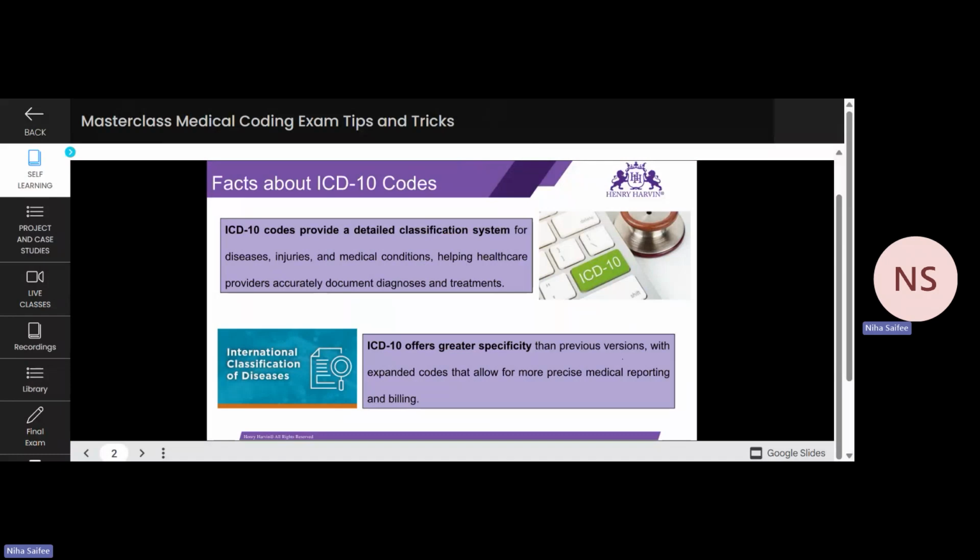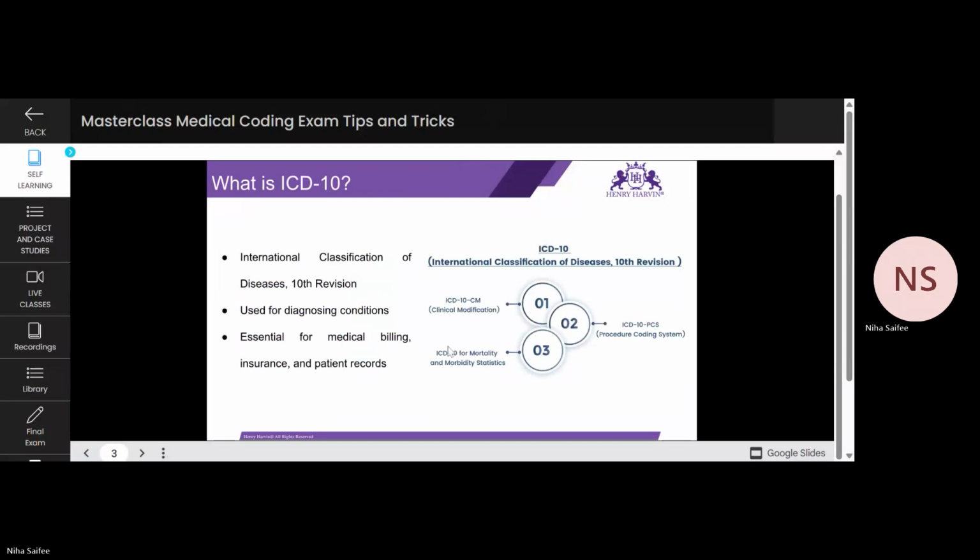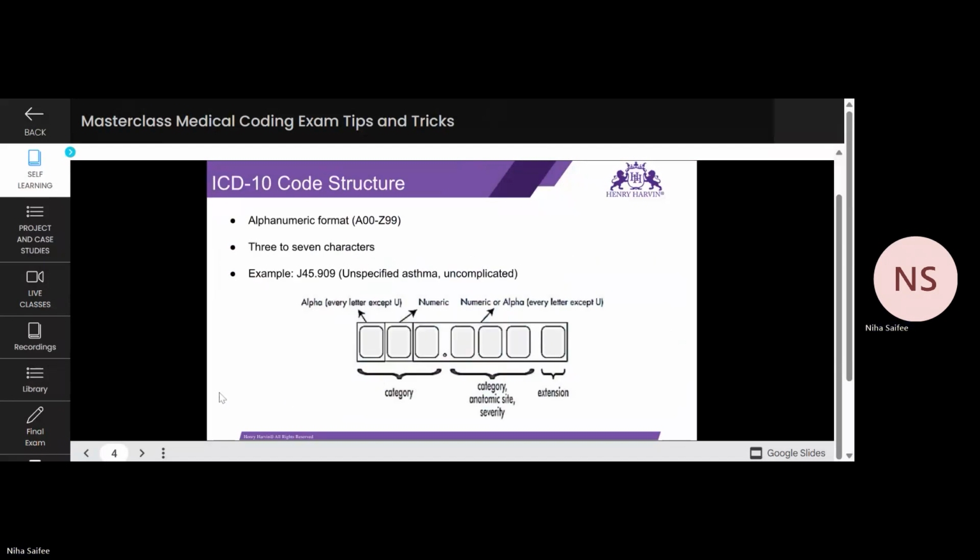ICD-11, of course, is better than ICD-10, but implementation of these codes requires some time. As of now, the implementation of ICD-11 is not done worldwide. So right now we are still on ICD-10. The International Classification of Diseases is used for diagnosing conditions. Obviously, we are using it for medical billing, insurance, and patient records.